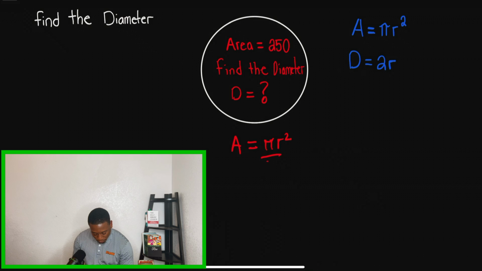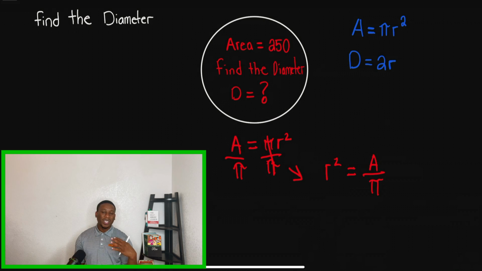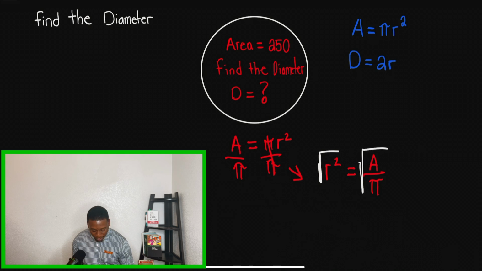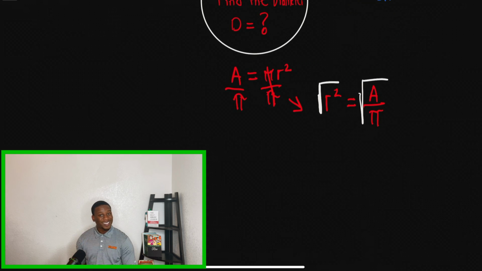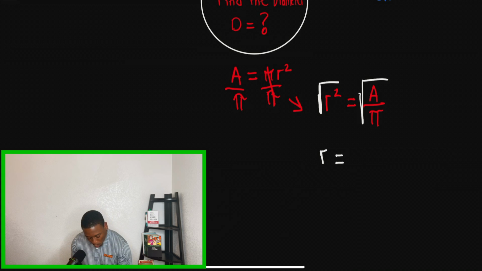So what we have to do is first divide by pi, and that's going to give us, let's just put a little arrow, r squared is equal to the area divided by pi. Now remember, we cannot have that exponent, so our next step is to go ahead and take the square root of both sides. And now once we do that, we have the formula to solve for r. So we know r is equal to the square root of the area divided by pi.